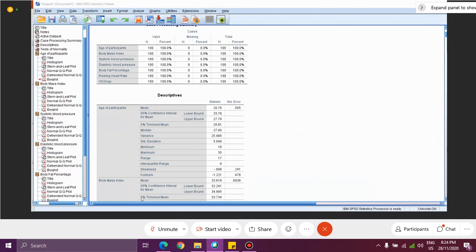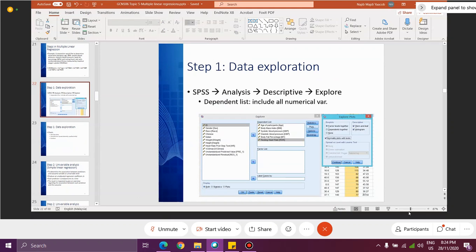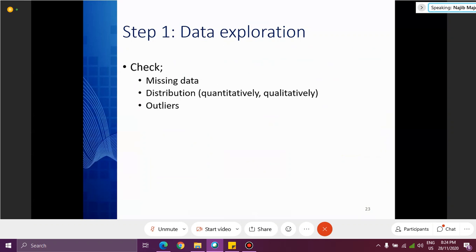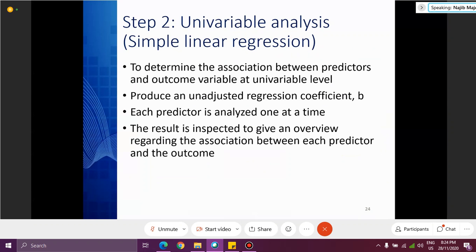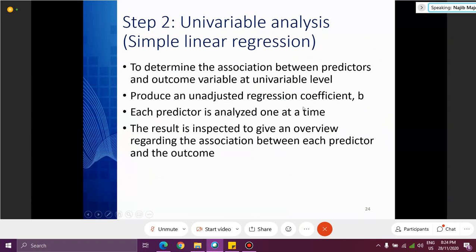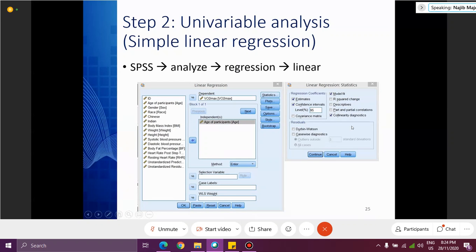So let's proceed. The next step is to perform simple linear regression analysis. We do simple linear regression analysis for each of the independent variables. We examine the influence of each independent variable towards the dependent variable separately. So let's perform simple linear regression for the first independent variable, age.